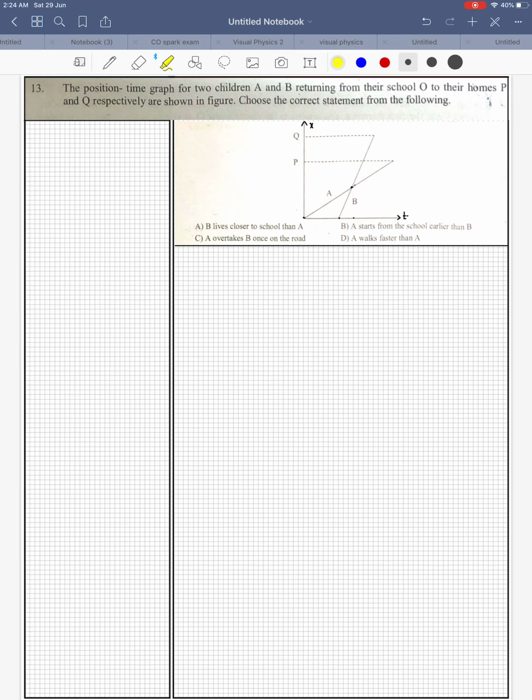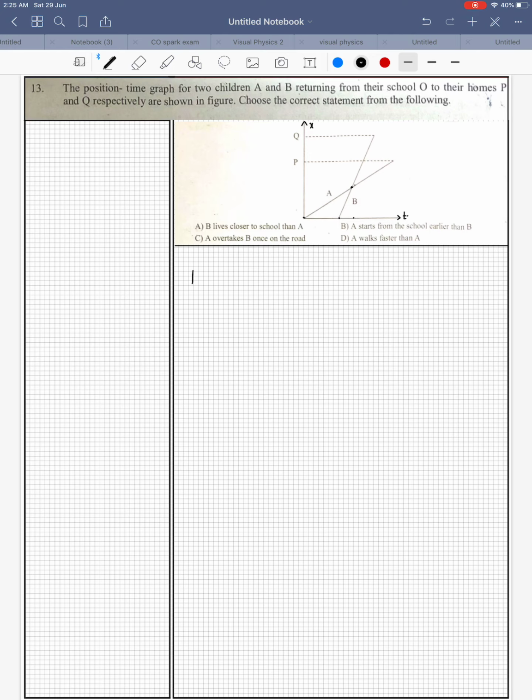A. B lives closer to school than A. B. A starts from the school earlier than B. C. A overtakes B once on the road. And D. A walks faster than A.